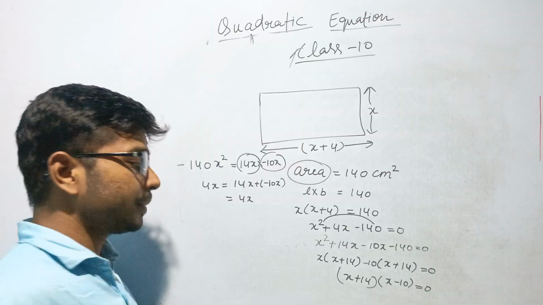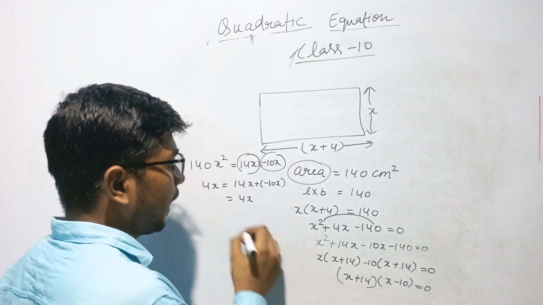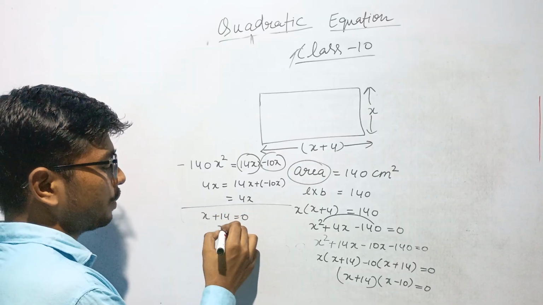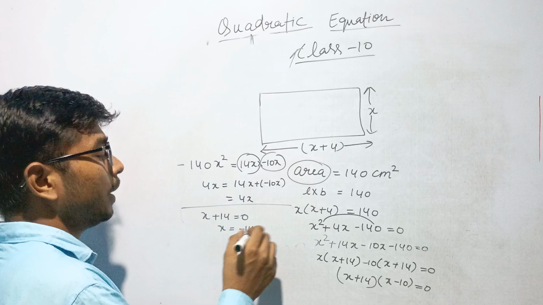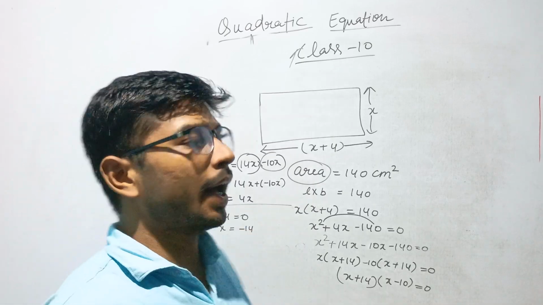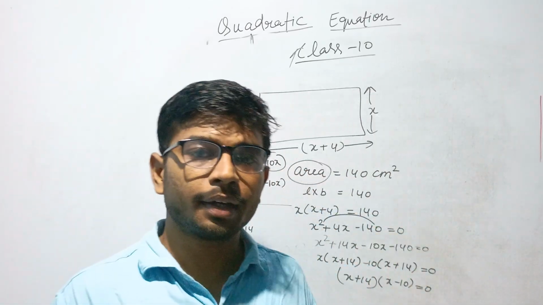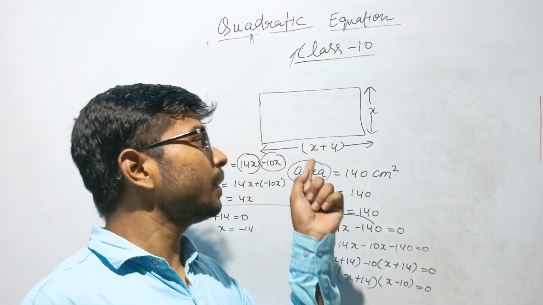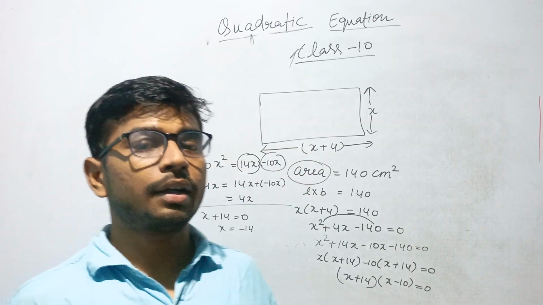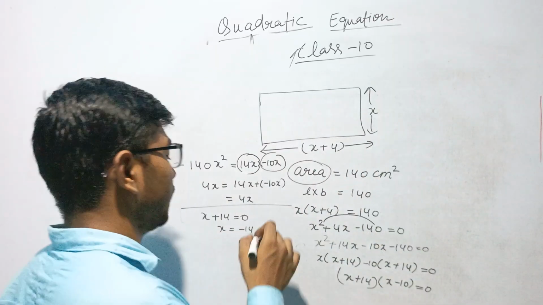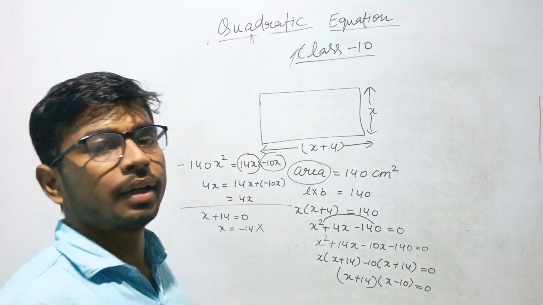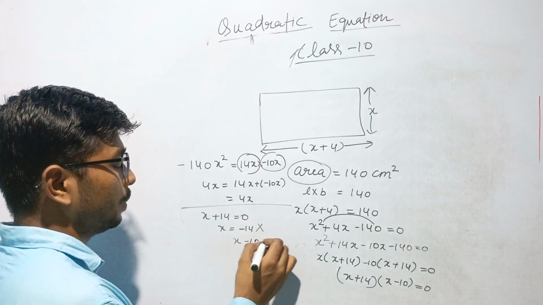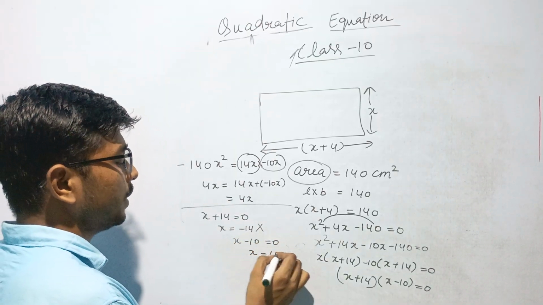Okay, now x plus 14 is equal to 0, so x is equal to minus 14. Okay, if you directly solve the quadratic equation, you can take x is equal to minus 14 as your answer, but here we are solving for lengths, and length can't be negative, so we can't take x is equal to minus 14, right? So the other option is x minus 10 is equal to 0, so x will be 10. So this is our answer.